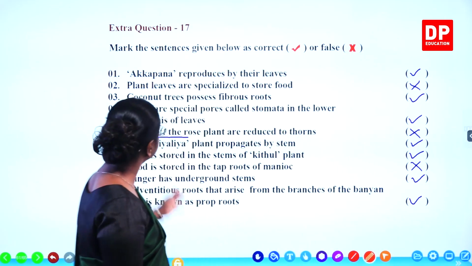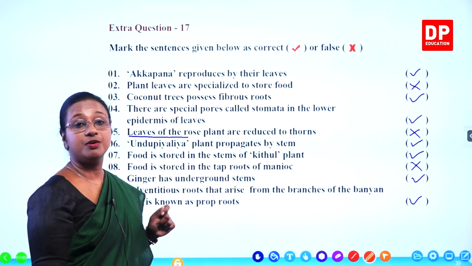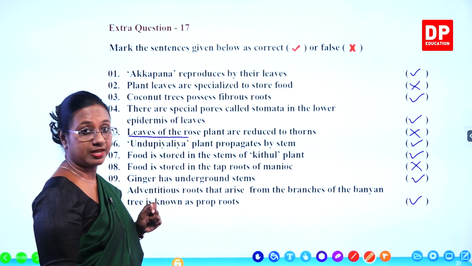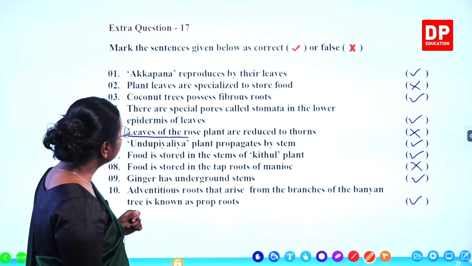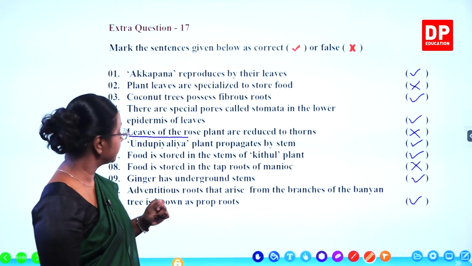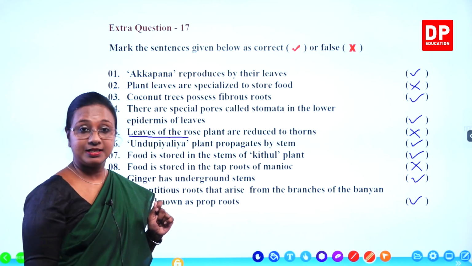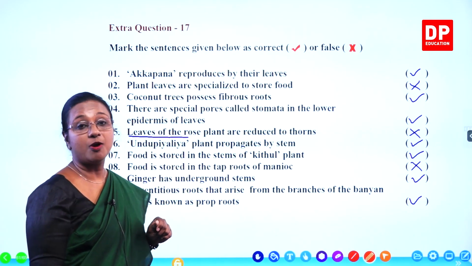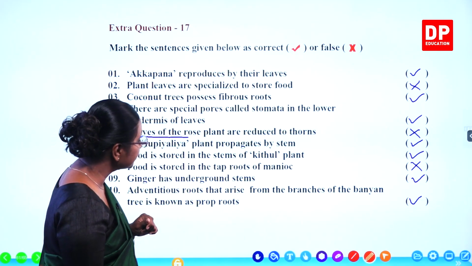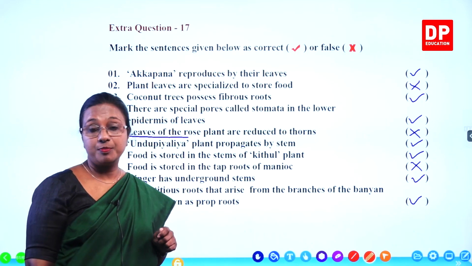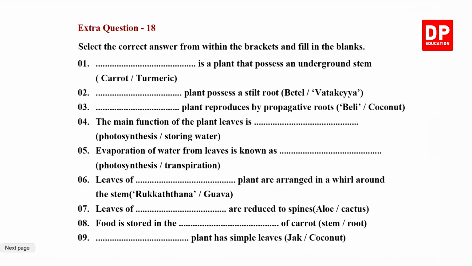That is also true. So acapana reproduces by their leaves. Correct. Plant leaves are specialized to store food. False. Coconut trees possess fibrous roots. Correct. There are special pores called stomata in the lower epidermis of leaves. Correct. Leaves of the rose plant are reduced to thorns. That's false. Undupiali, a plant, propagates by stem. Correct. Food is stored in the stems of kitul plant. Correct. Then food is stored in the tap roots of manioc. That is false. Ginger has underground stems. That is correct. And adventitious roots that arise from the branches of banyan tree are known as prop roots. That is also correct. And I am sure you all also got everything correctly. With that, I will move on to the next question.